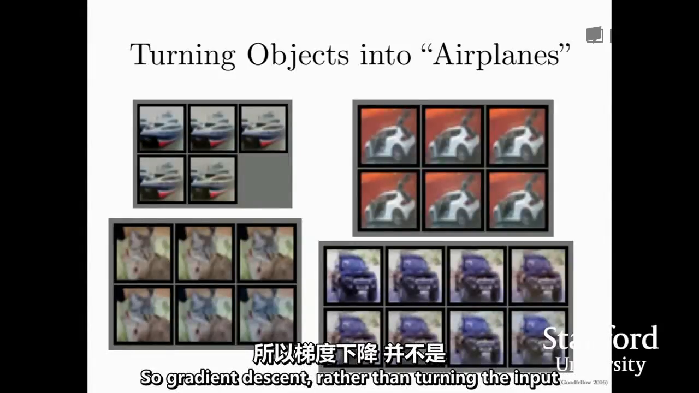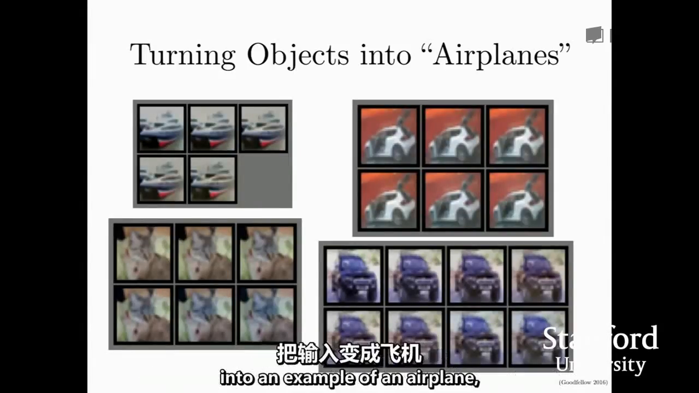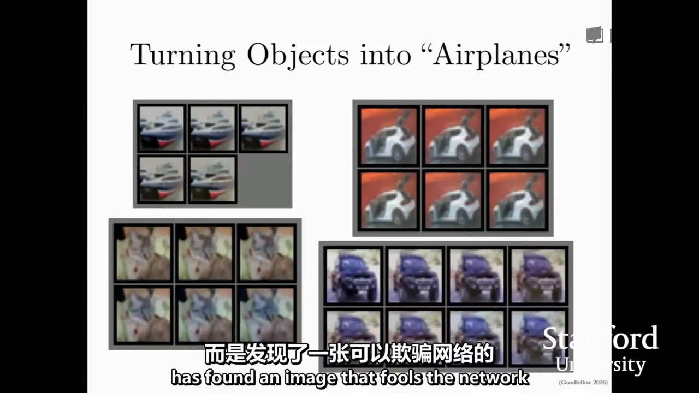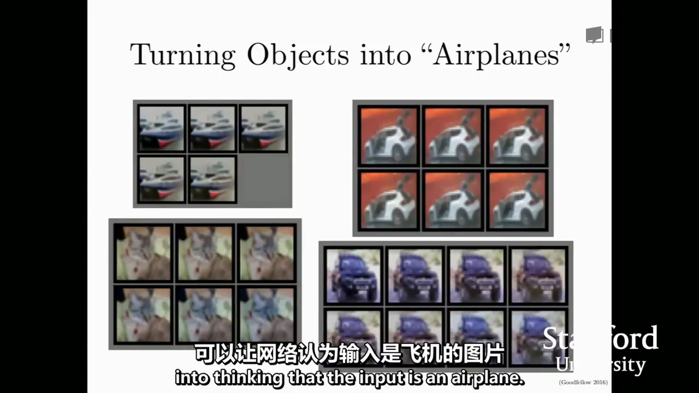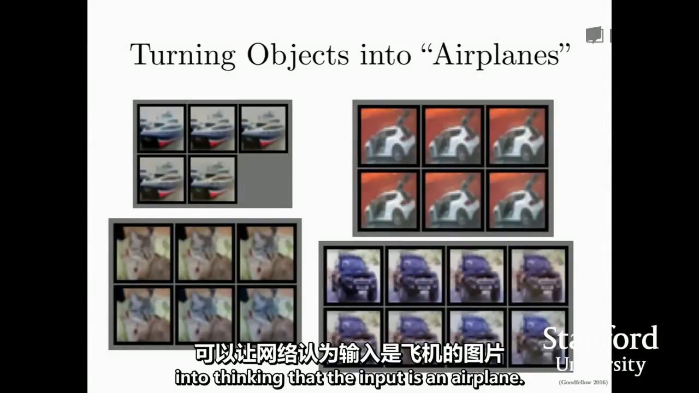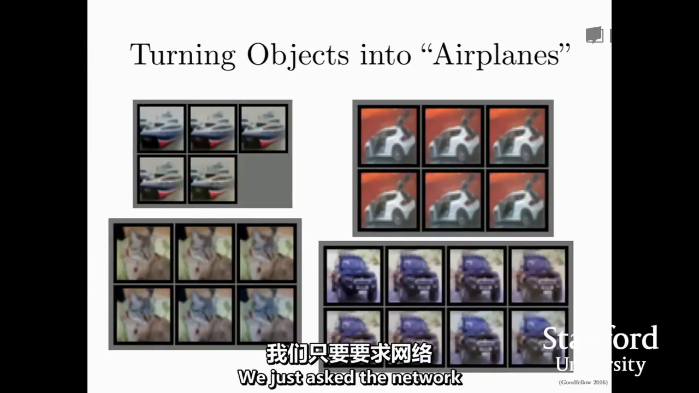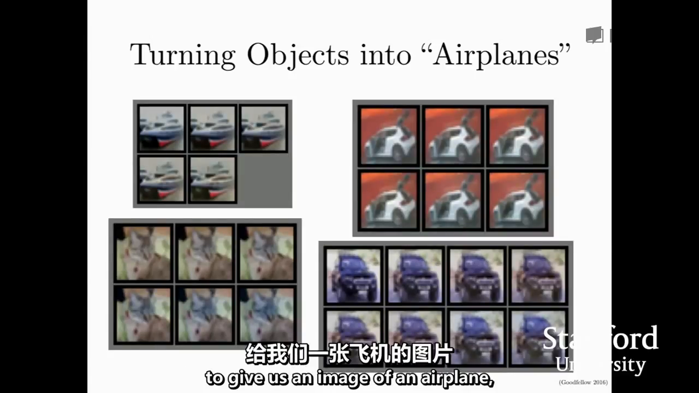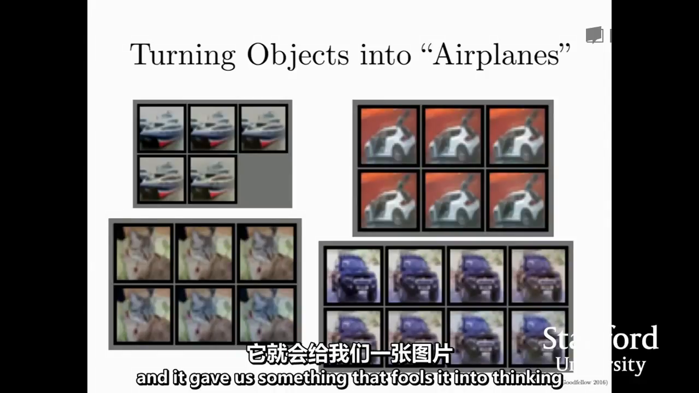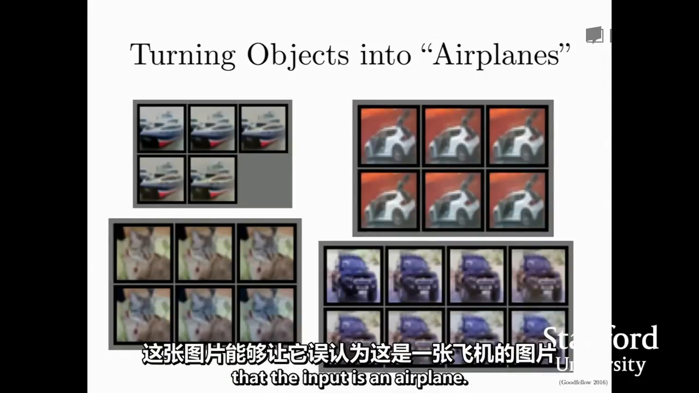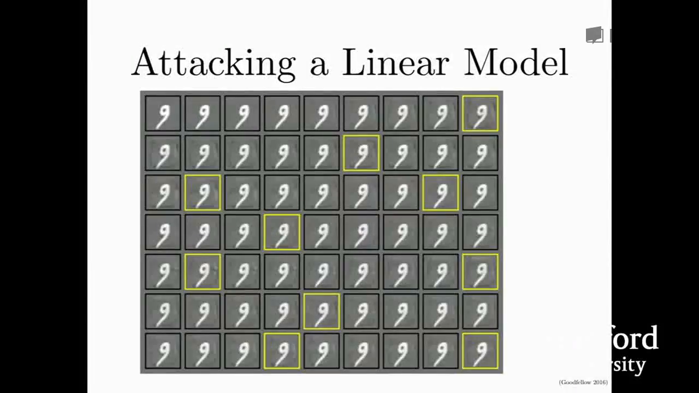So gradient descent, rather than turning the input into an example of an airplane, has found an image that fools the network into thinking that the input is an airplane. And if we were malicious attackers, we didn't even have to work very hard to figure out how to fool the network. We just asked the network to give us an image of an airplane, and it gave us something that fools it into thinking that the input is an airplane.